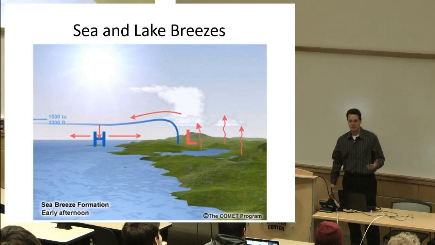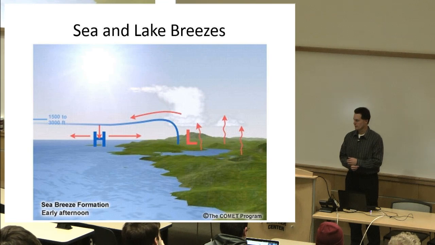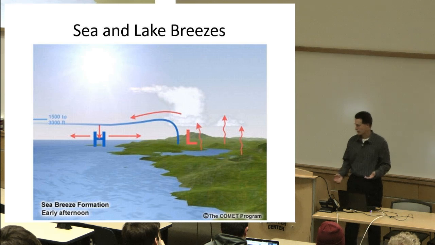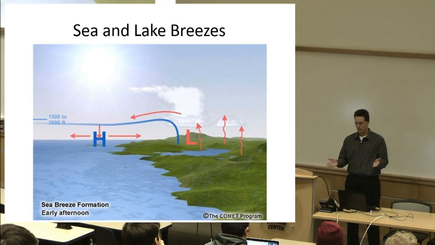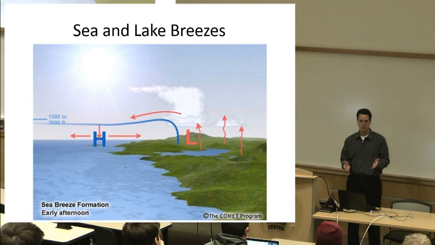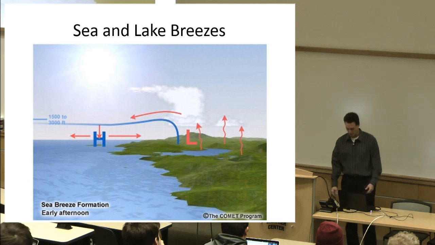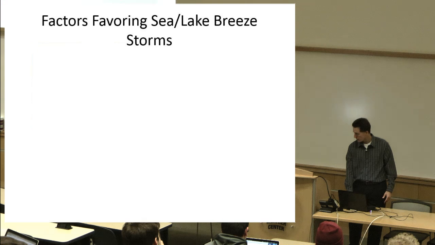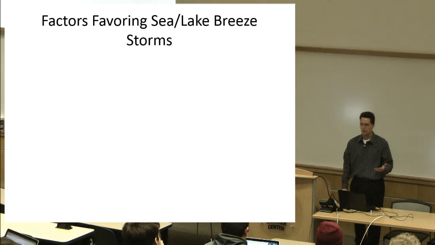Okay, we have sea and lake breezes that we can also deal with. In this case, ground heats faster than water. Water's got a huge heat capacity, so it's going to be slow to warm. The ground heats faster. We basically generate little mini frontal zones. Once we warm up the land more rapidly than the areas offshore, you create a little shallow cold front, in effect, and it moves inland, and that can be a focus for thunderstorm development.